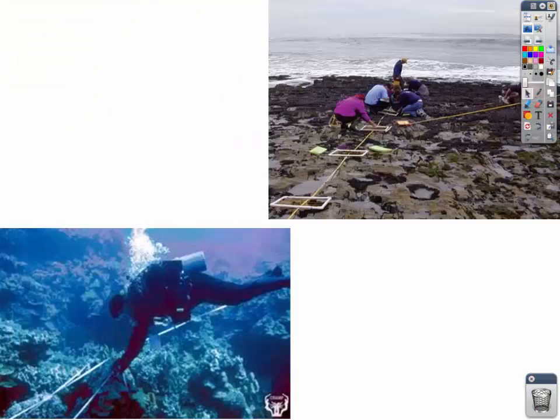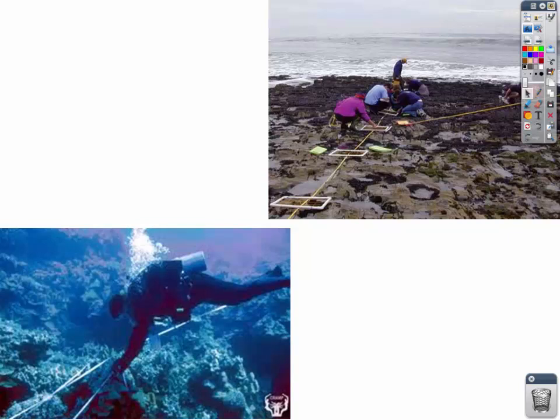Here's some scientists doing some field work. They're using the transect method underwater to understand the population of coral or some type of organism in the reef. And then they're also doing it on shore to estimate the population of some type of organism on the beach there. Many reasons why you might want to do this.